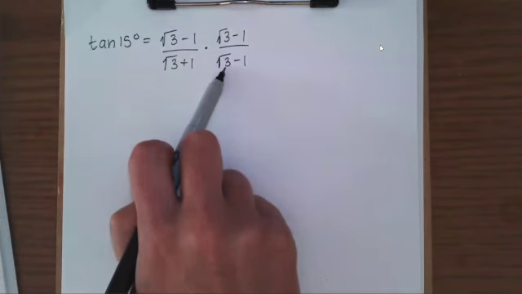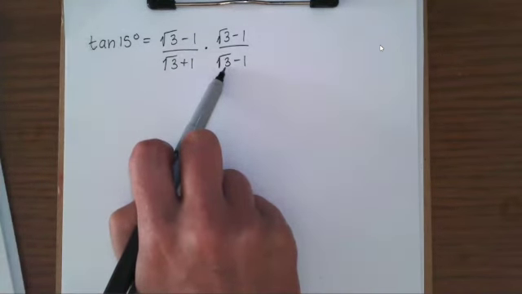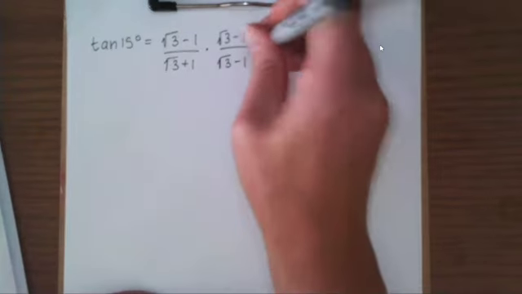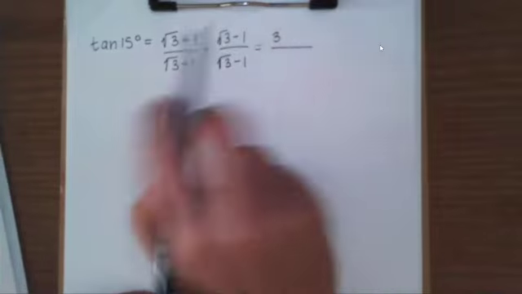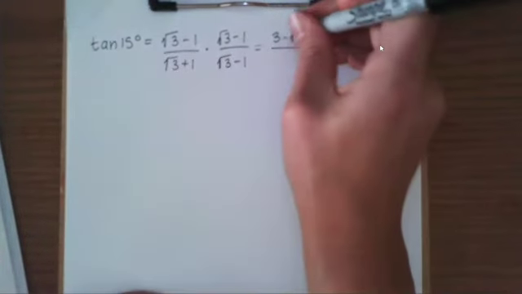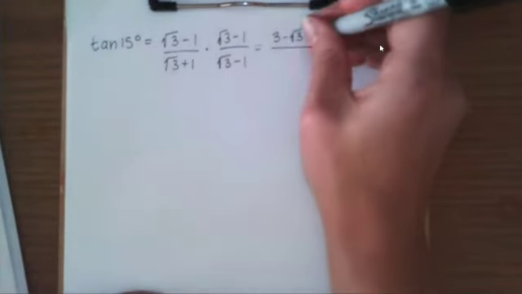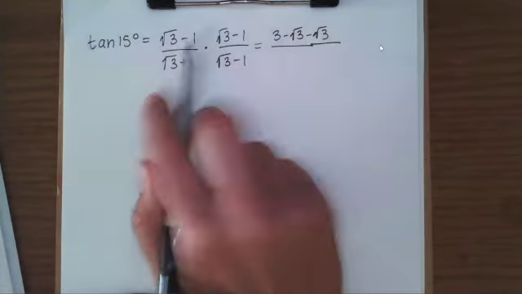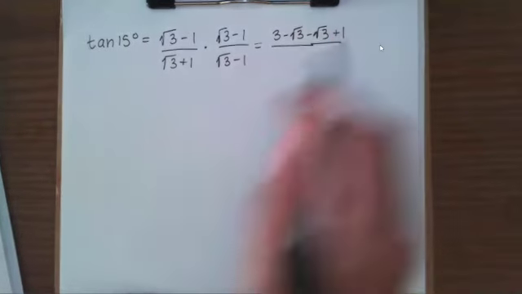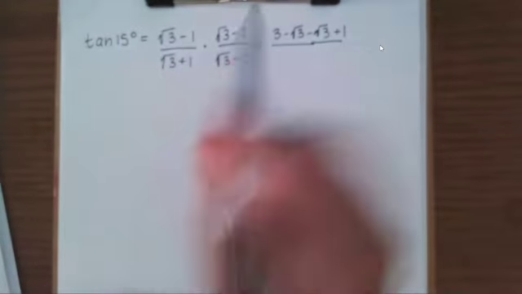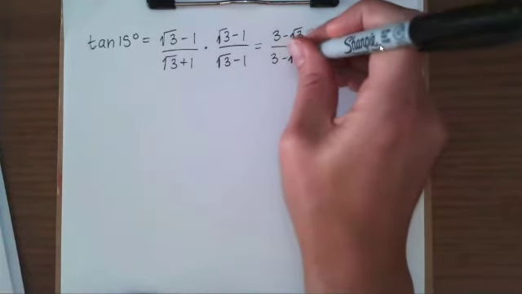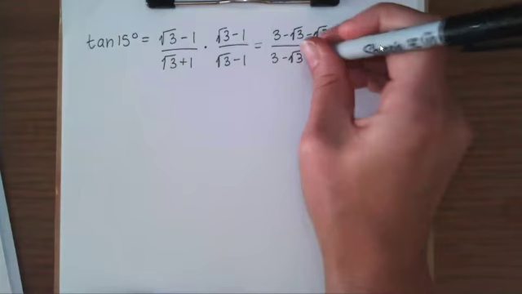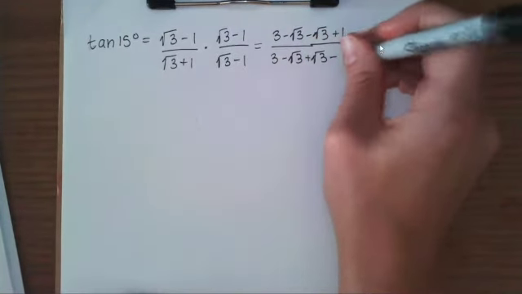There are special rules for multiplying these out. If you know them, you're welcome to use them. I'll go ahead and FOIL them out. FOIL stands for first, outer, inner, last. In the numerator here, root 3 times root 3 is 3. Outer, I get minus root 3. Inner, minus root 3. And last, plus 1. In the denominator, first, root 3 times root 3 is 3. Outer is minus root 3. Inner, plus root 3. And last, minus 1.